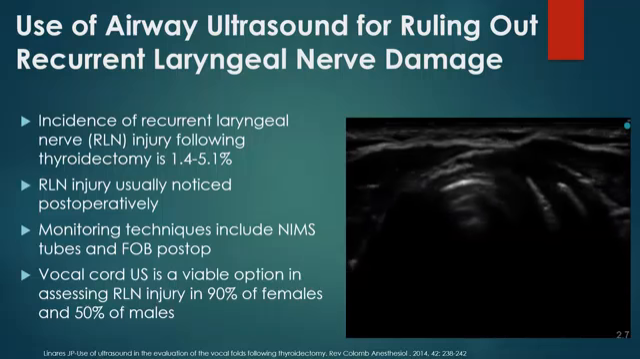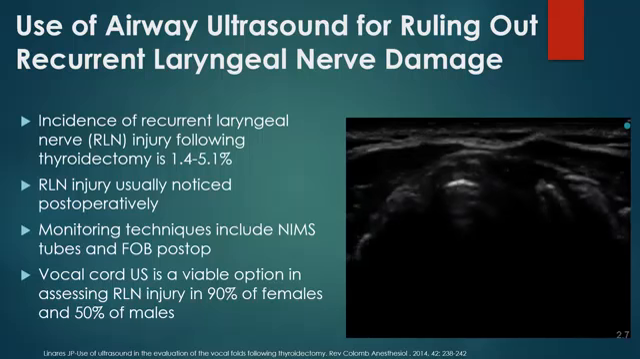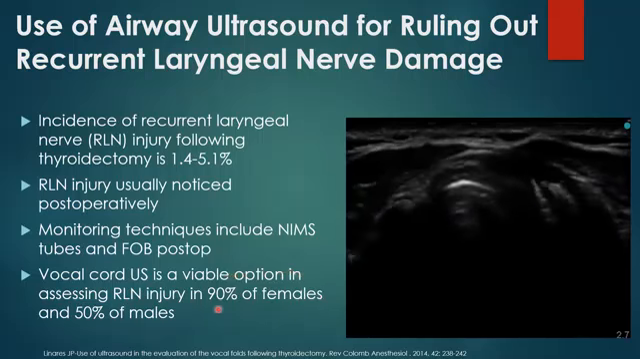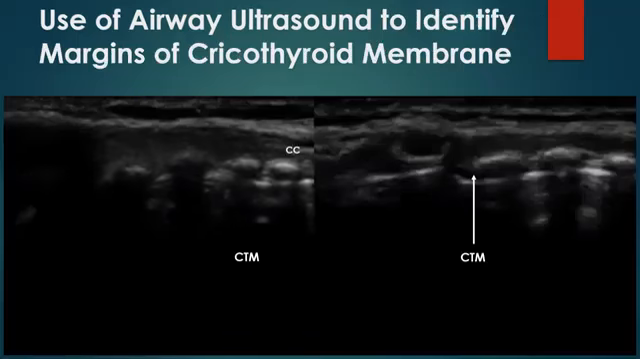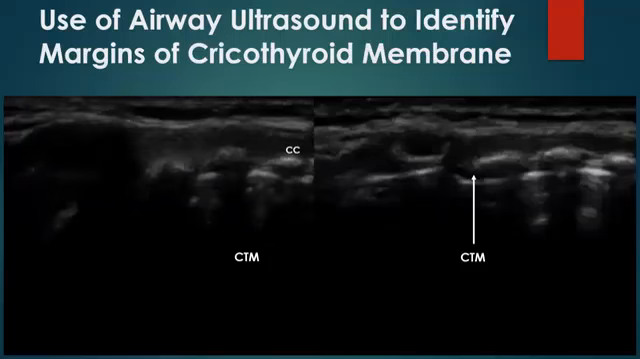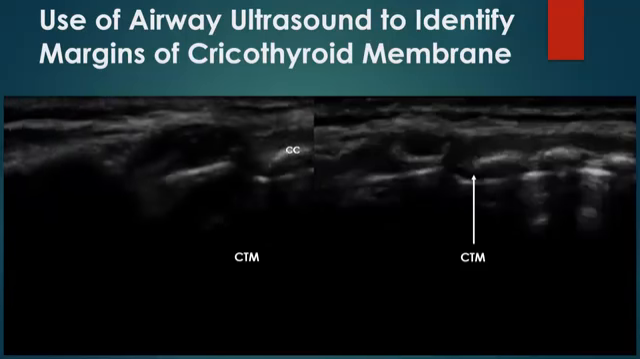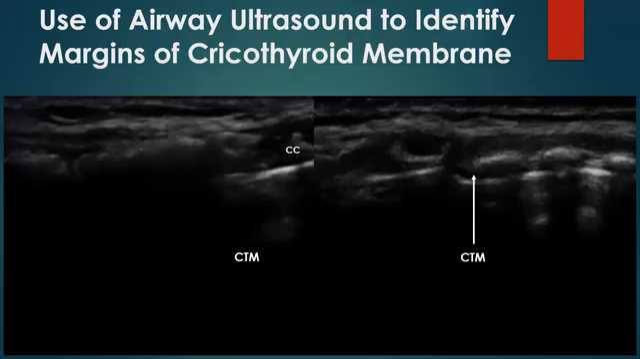Vocal cord ultrasound, again, is a viable option in assessing recurrent laryngeal nerve injury in about 90% of females, but in men it drops to about 50%. So it's not really something that you can hang your hat on. But this is a very good use of ultrasound. It's probably one of the top 1 or 2 utilities.